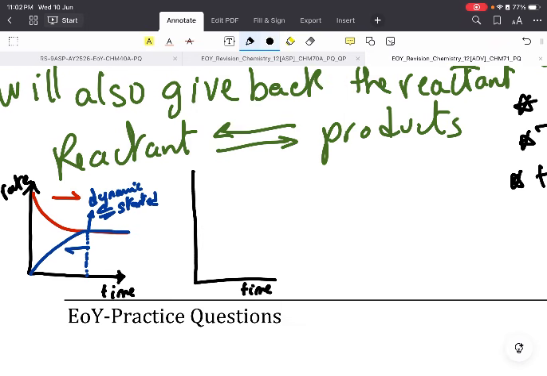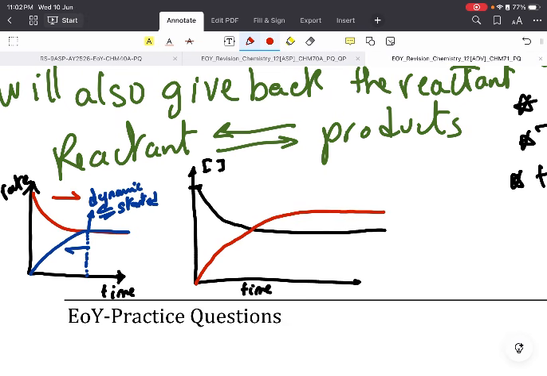Here's another graph showing the concentration. Now usually the concentration of reactants start from up and decrease until it becomes constant, and the concentration of products start from down and increase until it becomes constant. Sometimes the product can be like this. It doesn't have to be more than the reactants. It could be more or it could be less.